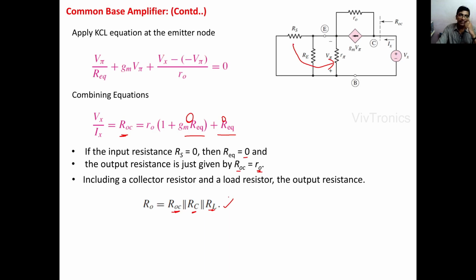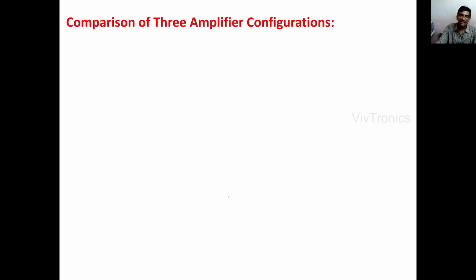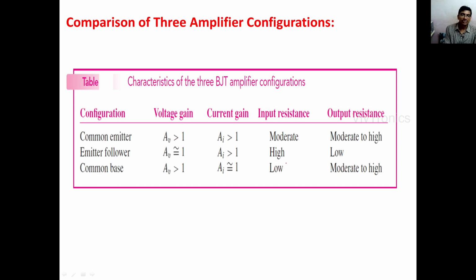Now we are going to compare the three types of amplifier circuit: CB amplifier, CC amplifier and CE amplifier. This table will give you the comparison of all three BJT configurations. In the common emitter amplifier, we can see the voltage gain is greater than 1 and the current gain is also greater than 1. Input resistance and output resistance are moderate. So the voltage gain as well as current gain are both high in the CE amplifier. That's why we prefer the CE amplifier in most cases.